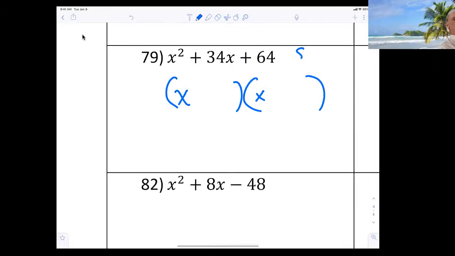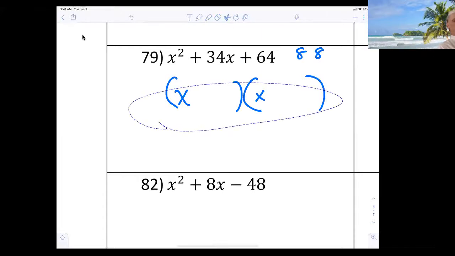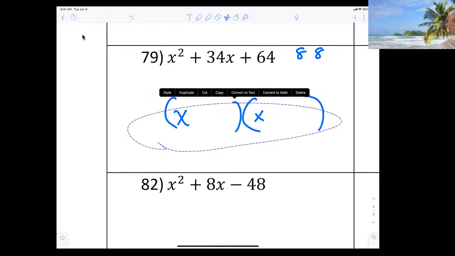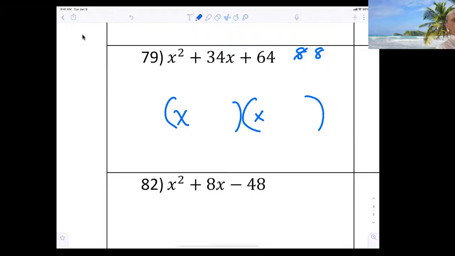That's right. 8 and 8 is 64, but that doesn't make 34, right? So now break down the 8. What is 8? And then 2 times 4. All right. So what else is a possibility? Join these together. What's that? I'm sorry, the other way. Yes, 4 and 16. Is that getting closer to 34 though?